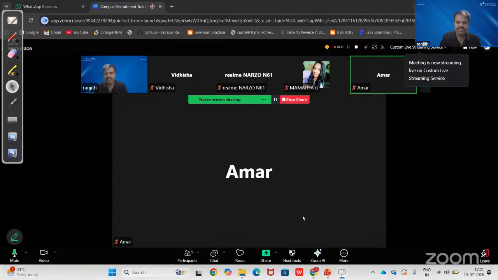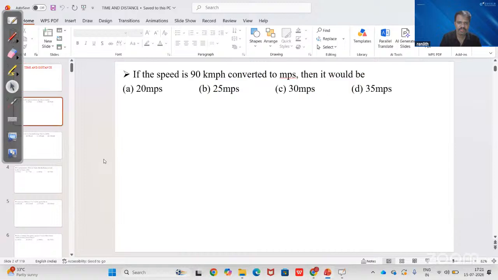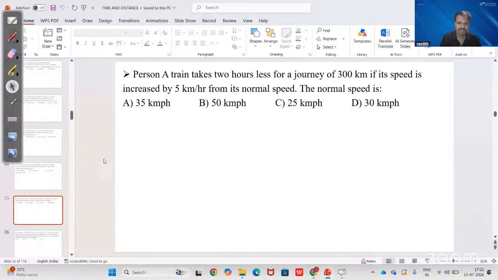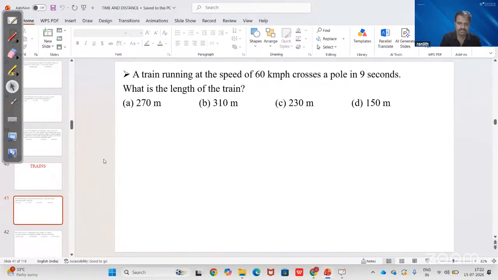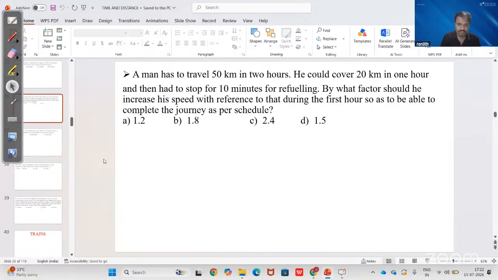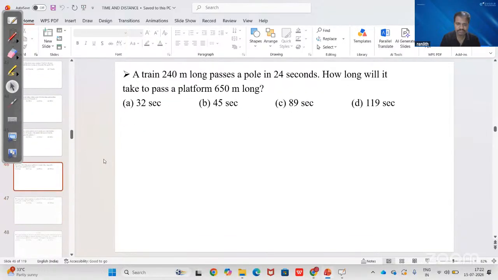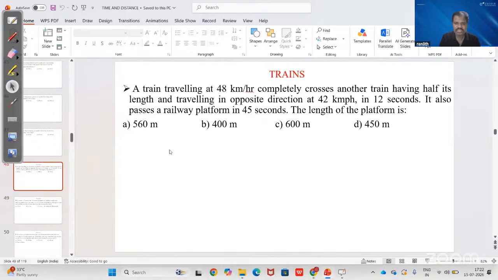So yesterday we discussed time and distance. See the continuation of time and distance. So can you please find out what will be the answer here?